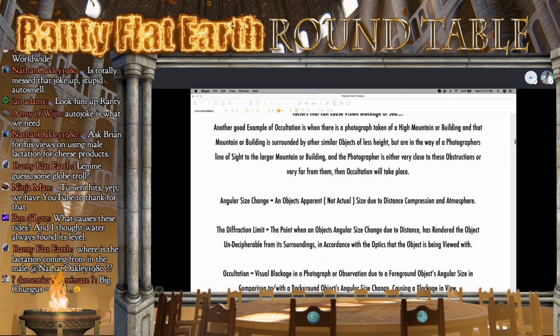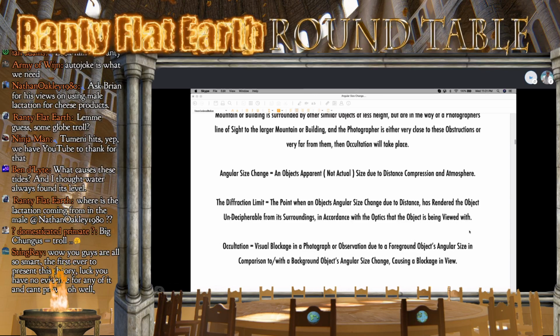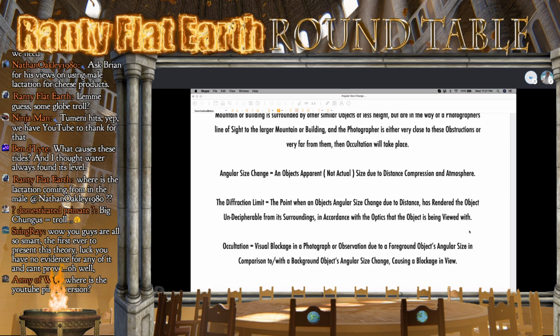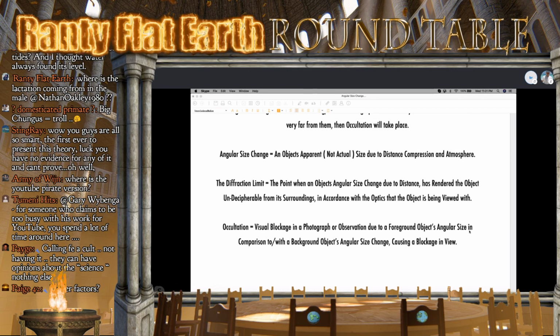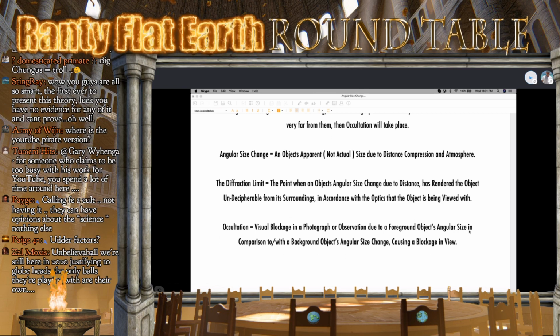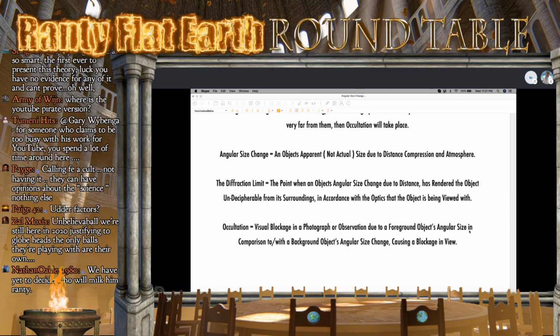Angular size change equals an object's apparent, not actual size, due to distance compression and atmosphere. The diffraction limit is the point when an object's angular size change due to distance has rendered the object undecipherable from its surroundings in accordance with the optics that the object is being viewed with. Occultation is visual blockage in a photograph or observation due to a foreground object's angular size in comparison with a background object's angular size change, causing a blockage in view.